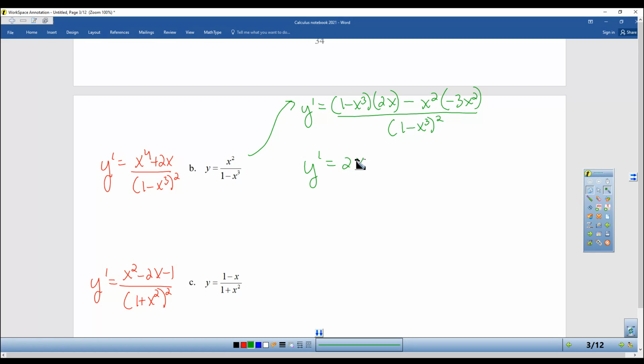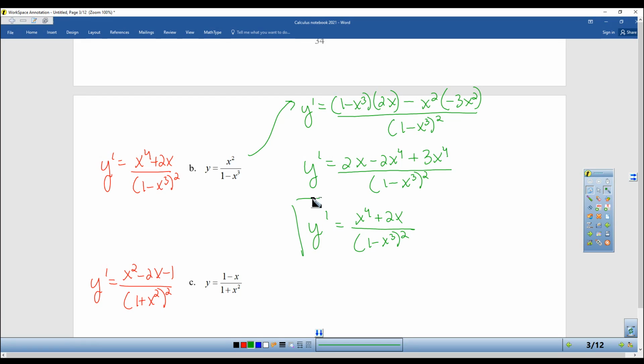I distribute. No distributing the negative this time. It's just a minus times a minus becomes a plus. 3x to the fourth. Don't be lazy. I know you don't want to keep writing this denominator. These problems are long. You have to do it. And that gives me x to the fourth plus 2x over 1 minus x cubed squared.